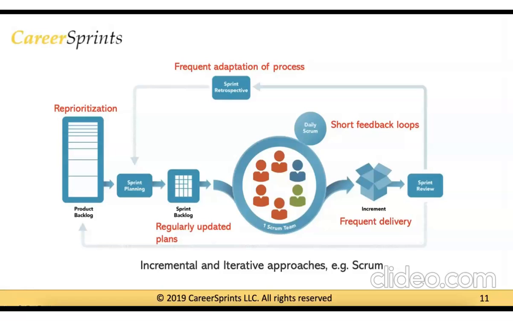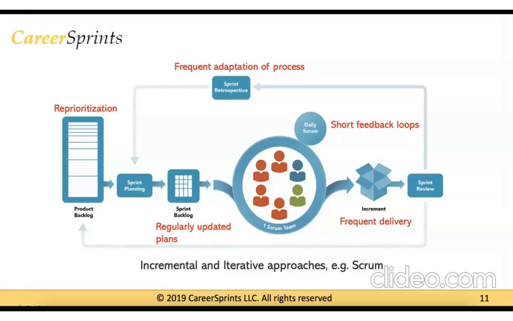Next, you have frequent delivery, which is about producing increments every 2 to 4 weeks. So when you're doing your sprints, at the end of the sprint, you may want to release the product increment to your customer, every 2 to 4 weeks, or at the end of each sprint. So that frequent delivery is also happening here, and that delivery is being inspected as part of the sprint review.